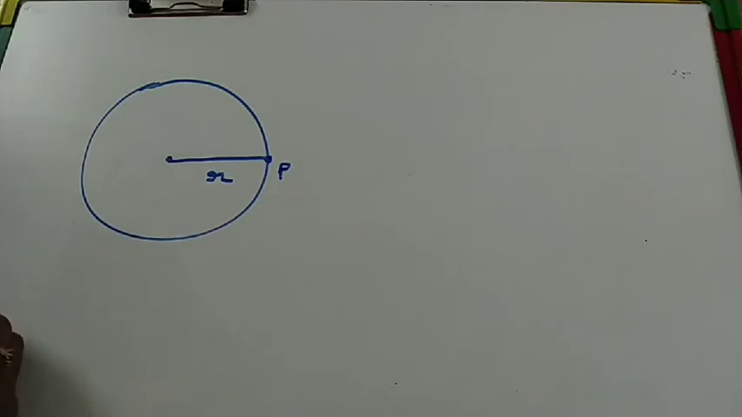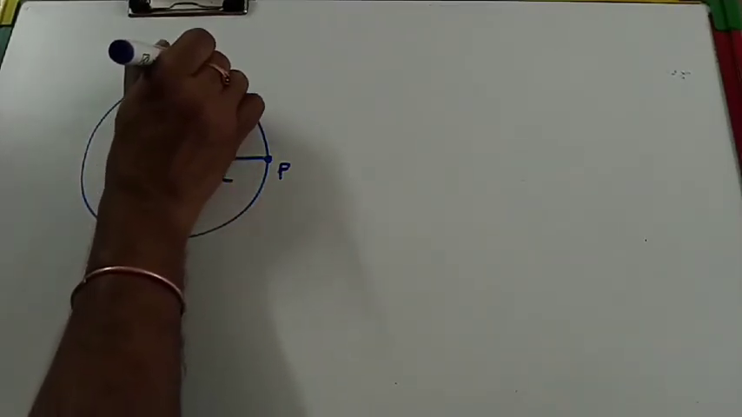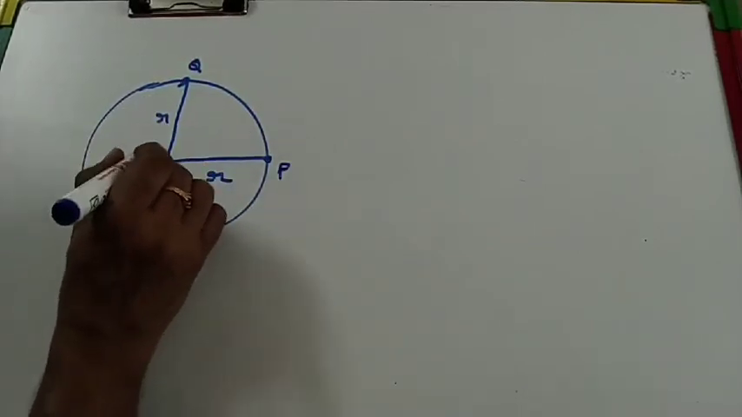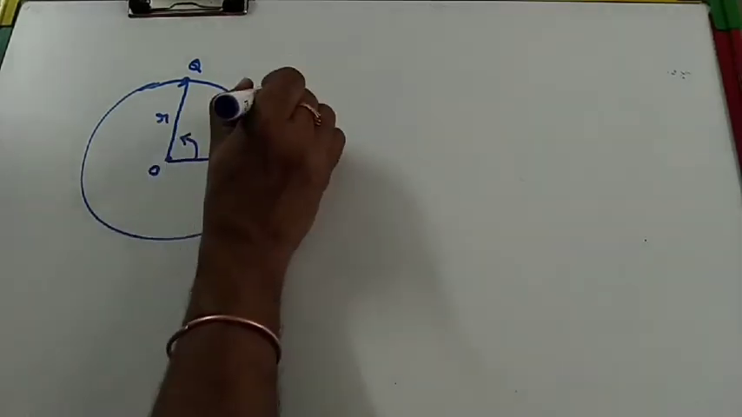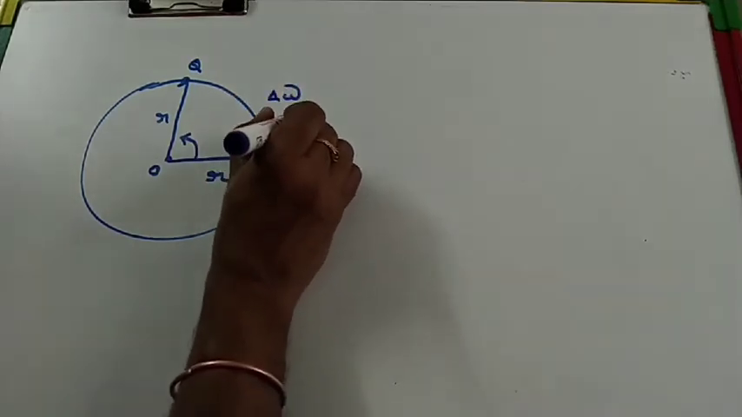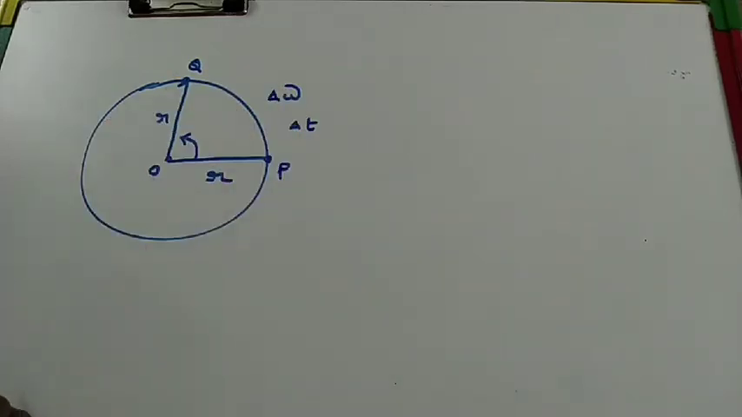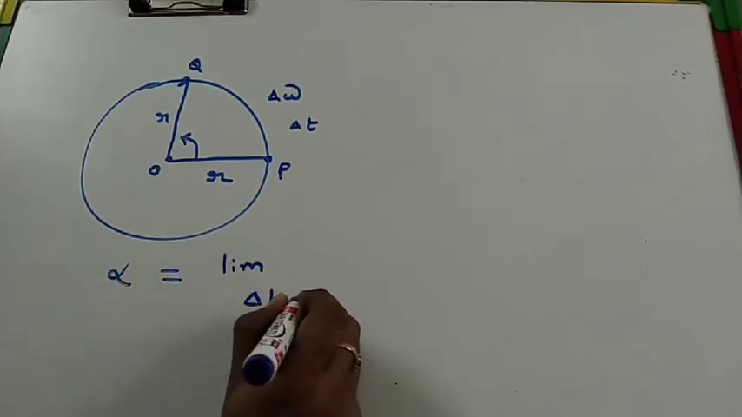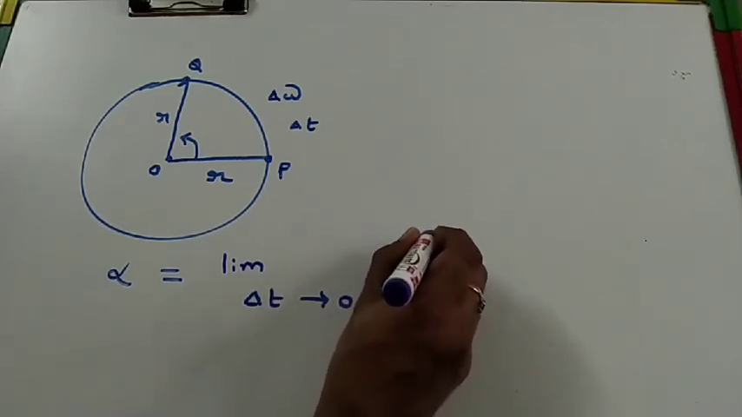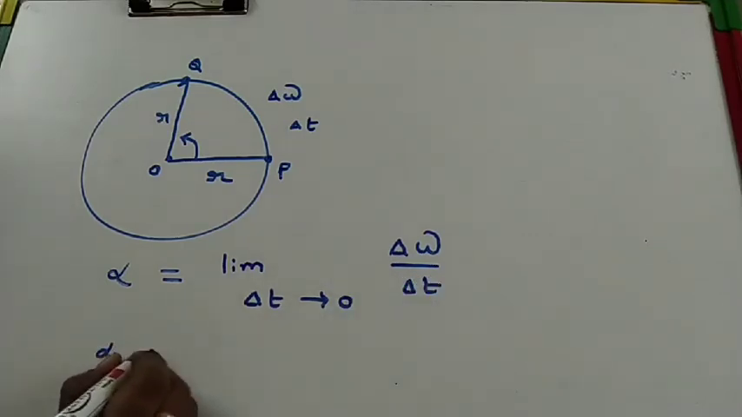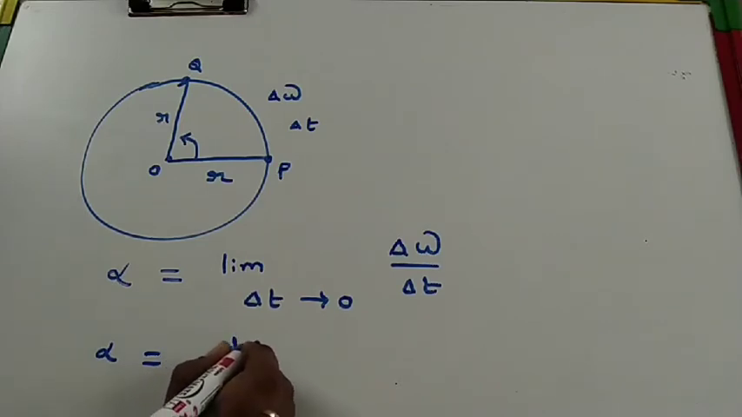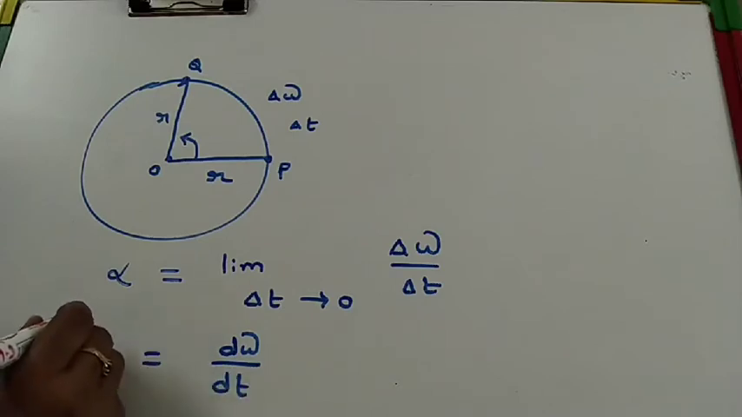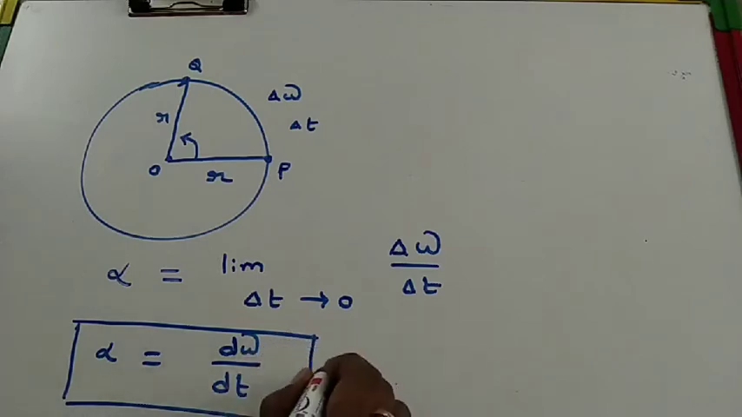Now take a circle. Take radius, this is point P on the circle. Take point Q on the circle. This is also a radius. Take center as O. Here the change in angular velocity is delta omega, and the time to travel from P to Q is called delta T. In this case, alpha is equal to limit delta T tends to 0, delta omega by delta T. Therefore, alpha is equal to d omega by dt. Consider this as equation number 1.